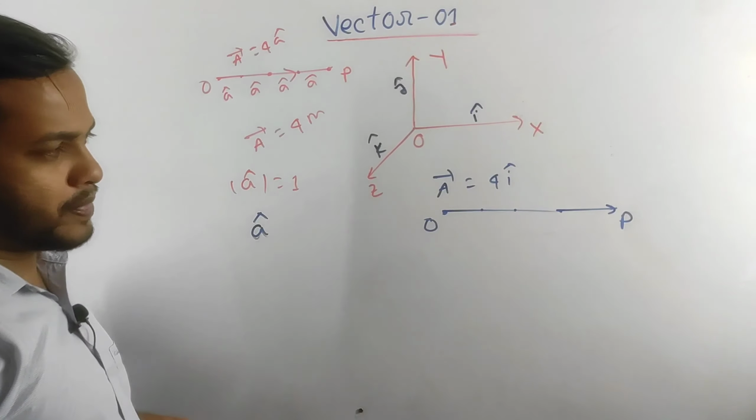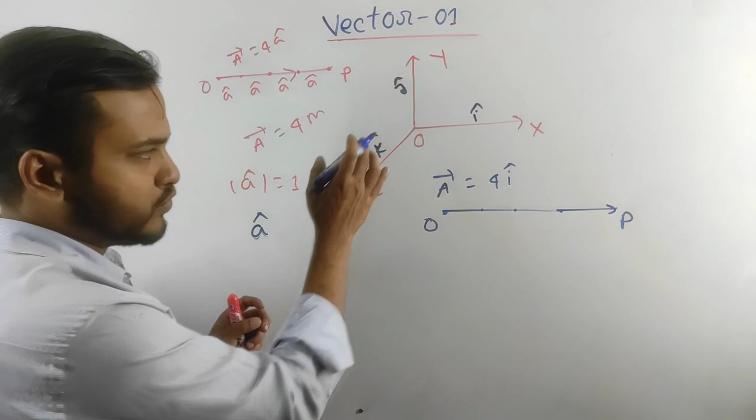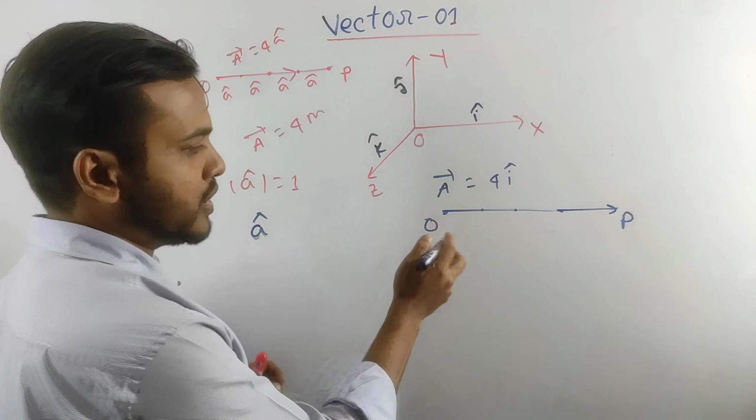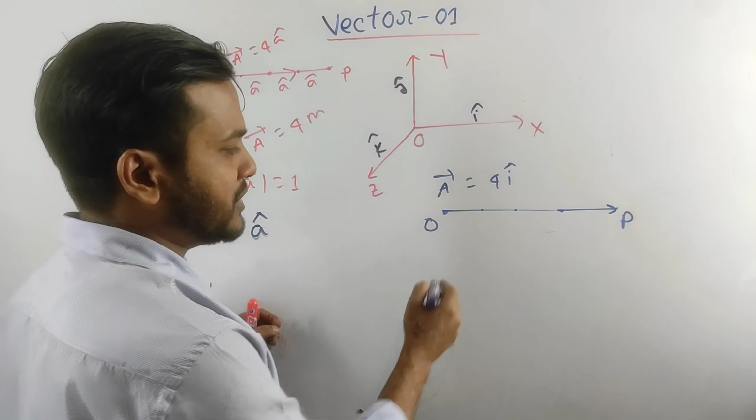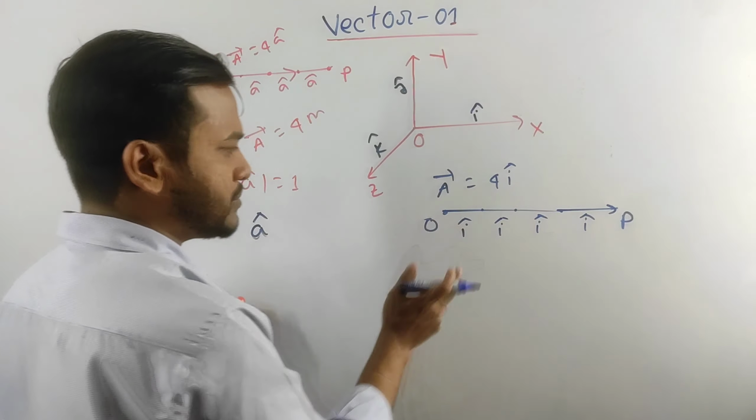Instead of a cap you are using i cap. So if your displacement is 4 meter towards the x axis, then you should use 4 i cap. 4 i cap means every part is i cap, and every part's value is 1.